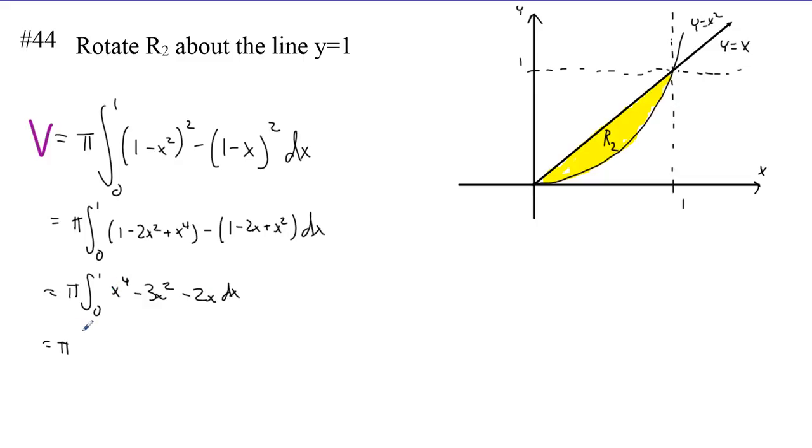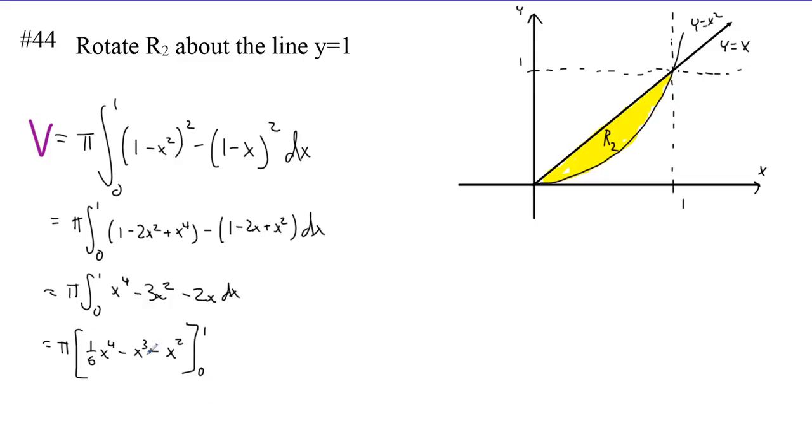So I've got pi times the quantity 1/5 x to the fourth, and then it'll be just x cubed because the 3 divided by 3 cancels out. And then it'll be plus x squared. Again, I bring the 2 up, I add 1 to the exponent, that gives me 2, divide by 2, and the 2's cancel out. And this is going to be evaluated from 0 to 1 again.